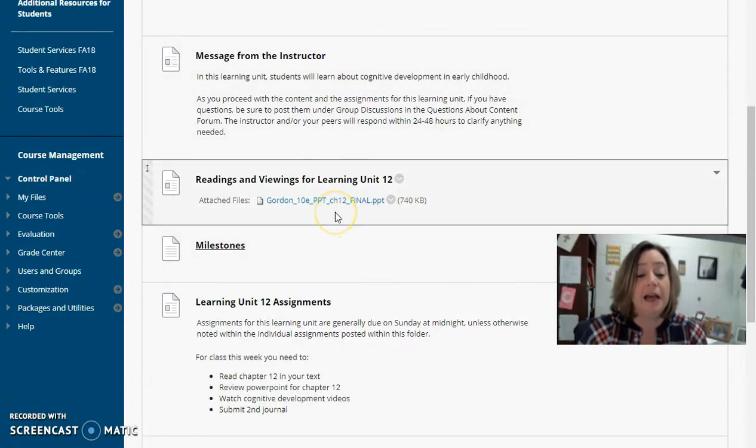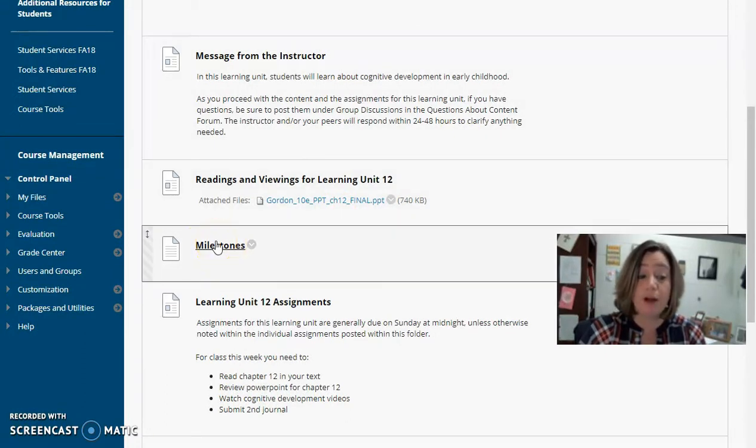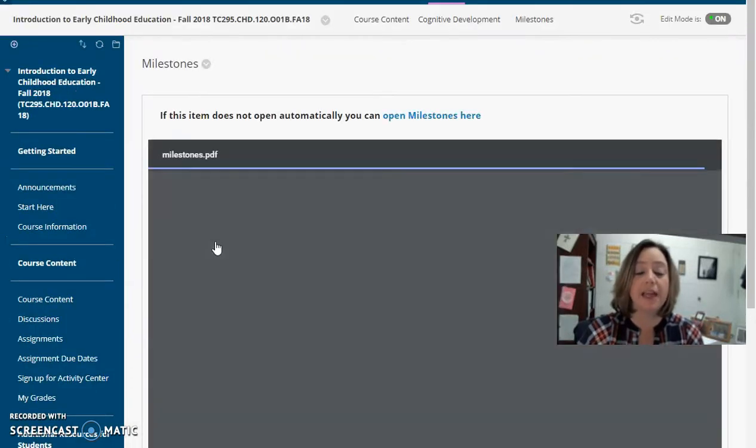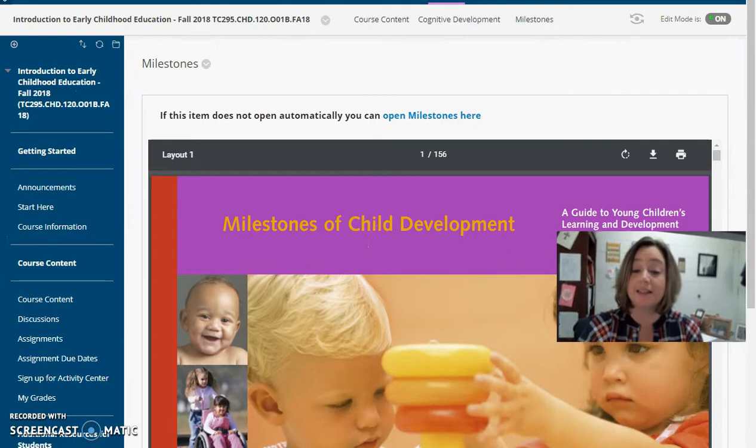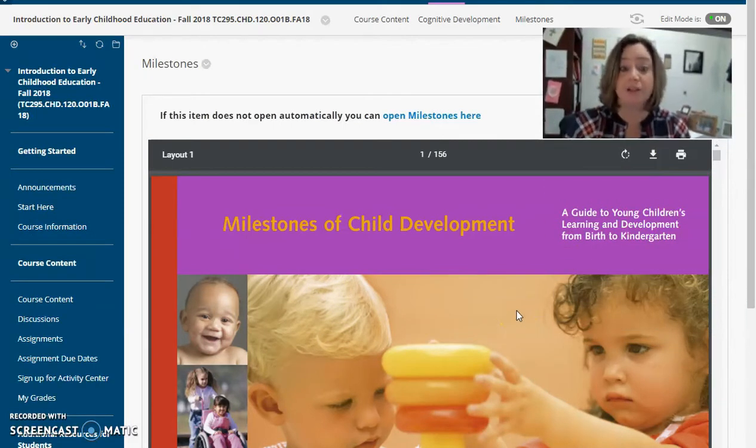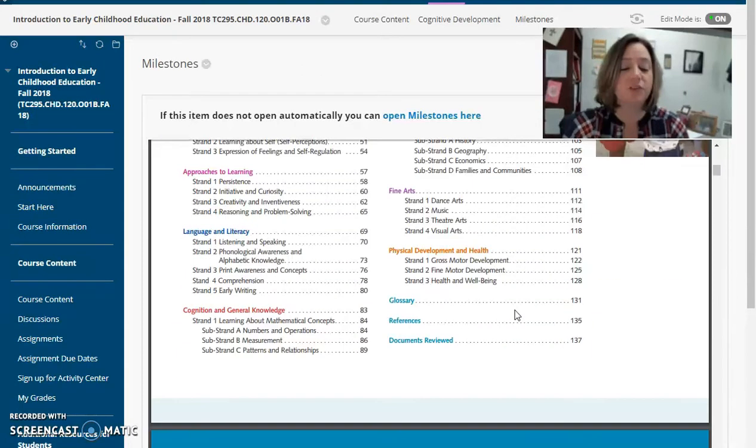You'll find the PowerPoint for this week, and as I promised, the milestones is going to be in each one of the folders as we are talking about the domains. When you look at the milestones, the cognitive domain is going to be the red section. The cognition and general knowledge section is normally where we're going to find the standards that relate to the cognitive domain. But what I want you to see is that the cognitive domain is set up slightly different than all of the other domains in the milestones.